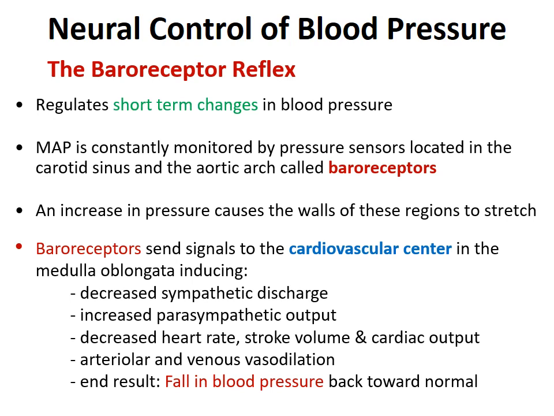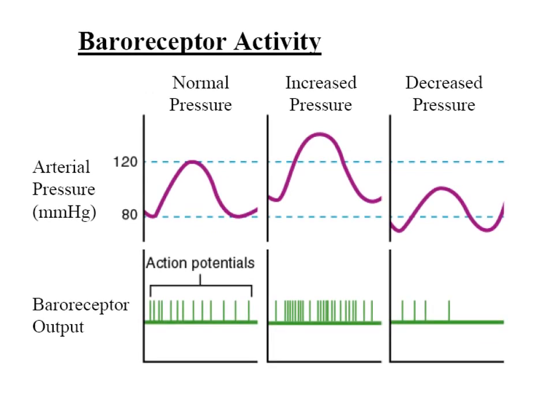Remember, all these things started with an increase in the blood pressure, and finally, as a result of the baroreceptor reflex, the blood pressure has come back to normal. So this is again a reflex mechanism, a feedback mechanism. Look at the baroreceptor activity under normal pressure condition, when the pressure is high and when the pressure is decreased.